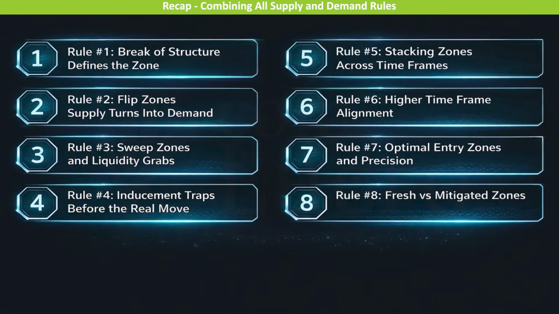Let us recap everything. The goal is to combine all 8 rules together: break of structure, flip zones, sweep zones, inducement, stacking zones, higher time frame alignment, well-priced zones, and fresh versus mitigated zones. When you apply these rules step by step, you can identify institutional supply and demand zones with the highest probability.